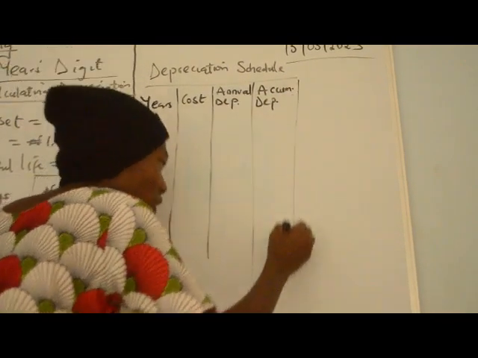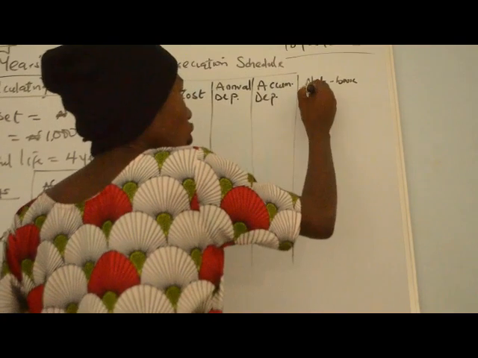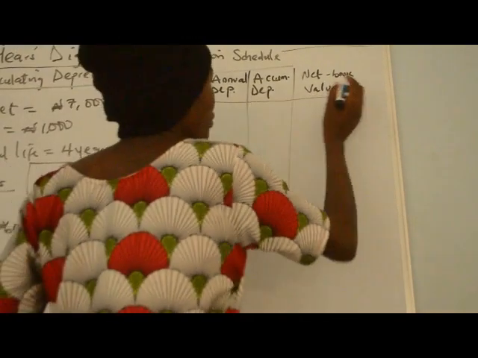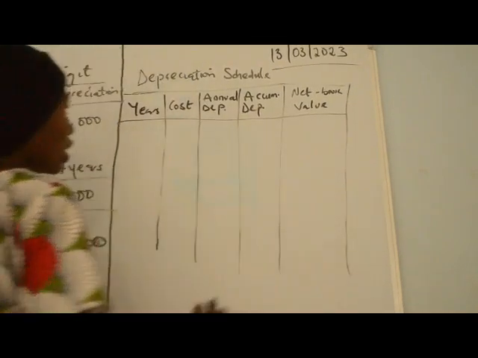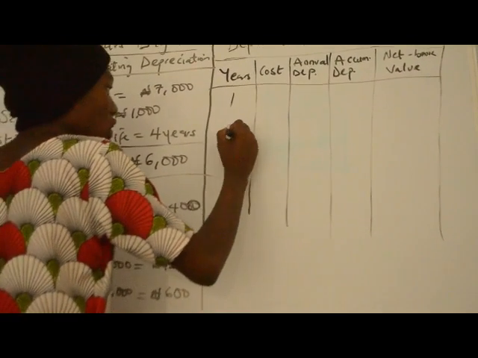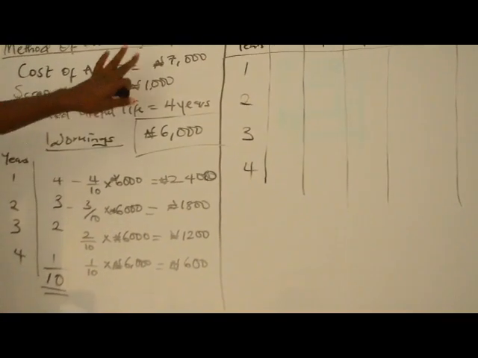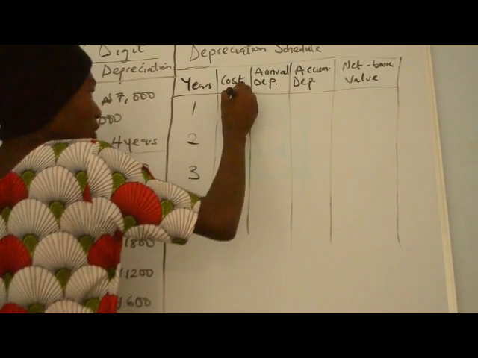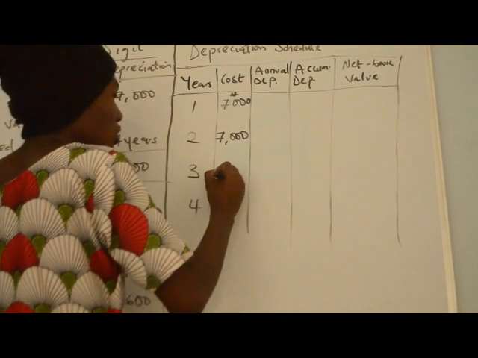Okay. And lastly is our net book value. Okay. You can also call this NBV, but maybe in the next video I'll be using that. Alright, so this is our schedule. This is what our schedule looks like. Now let's put in our figures for our first year, our second year, our third and fourth. Okay. Now our cost of assets remains 7,000, right? Since we are using the new method, it means for each year our cost of assets is calculated on the original cost.